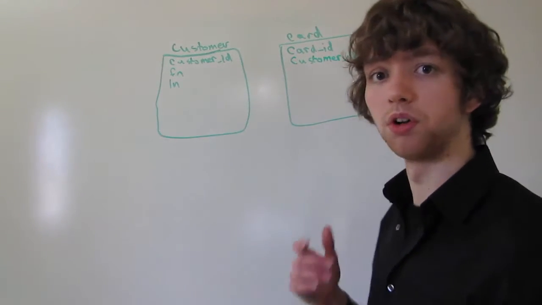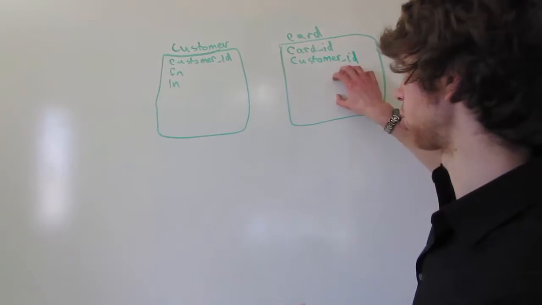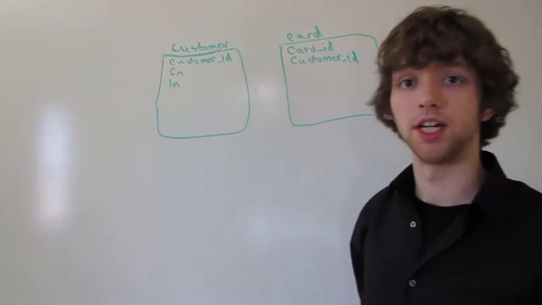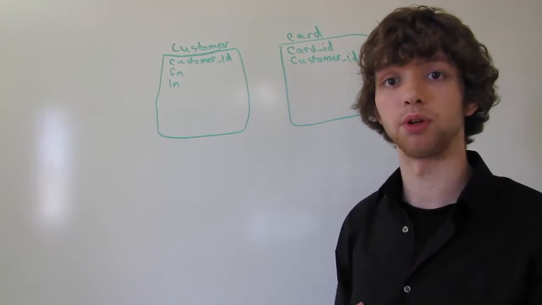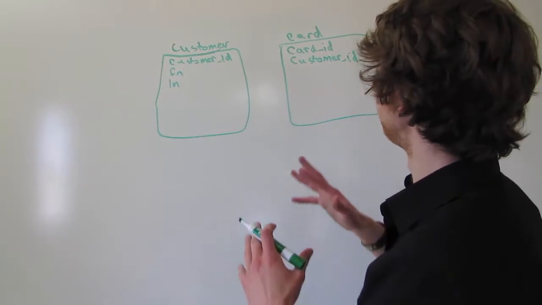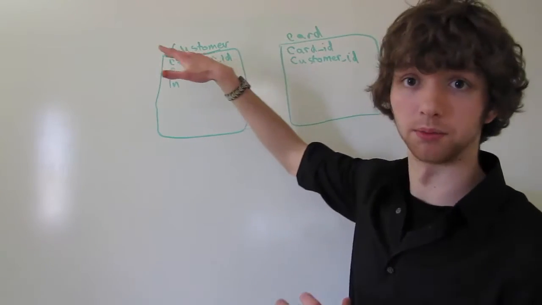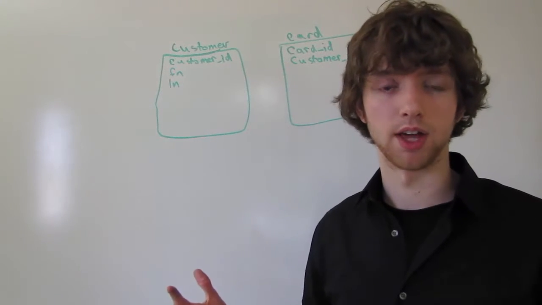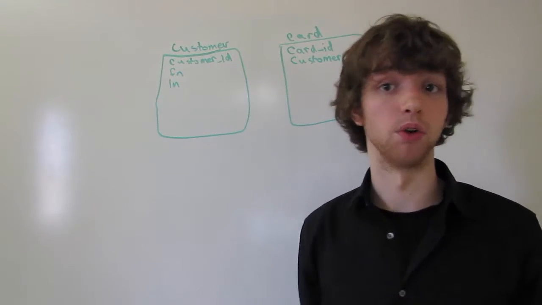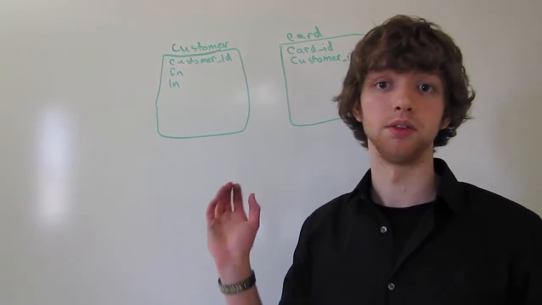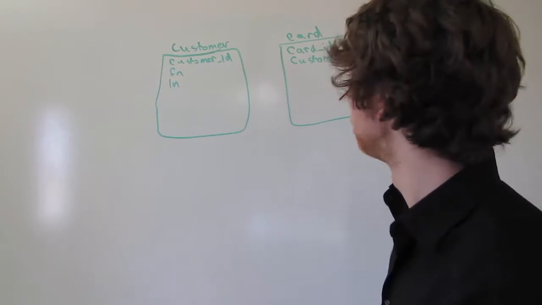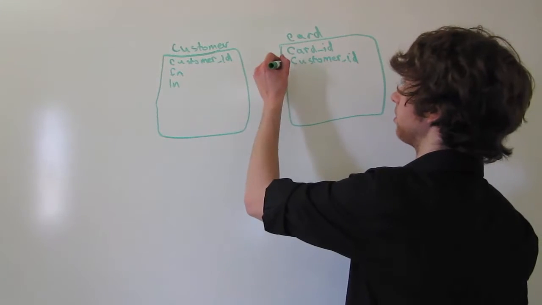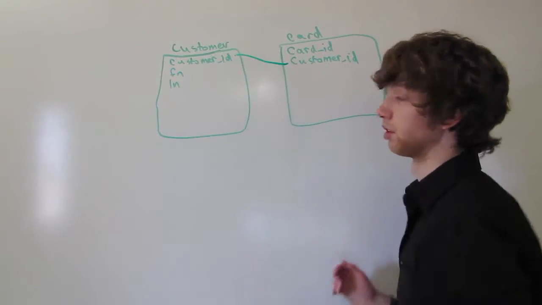And because this is a one-to-many relationship, we have the child and the parent. If this was a one-to-one relationship, we could have it to where there was also a card ID in the customer table if we wanted. But I'm not going to do that. We can get into one-to-one relationship design best practices in another video. But for now, the customer ID is going to reference this customer ID.